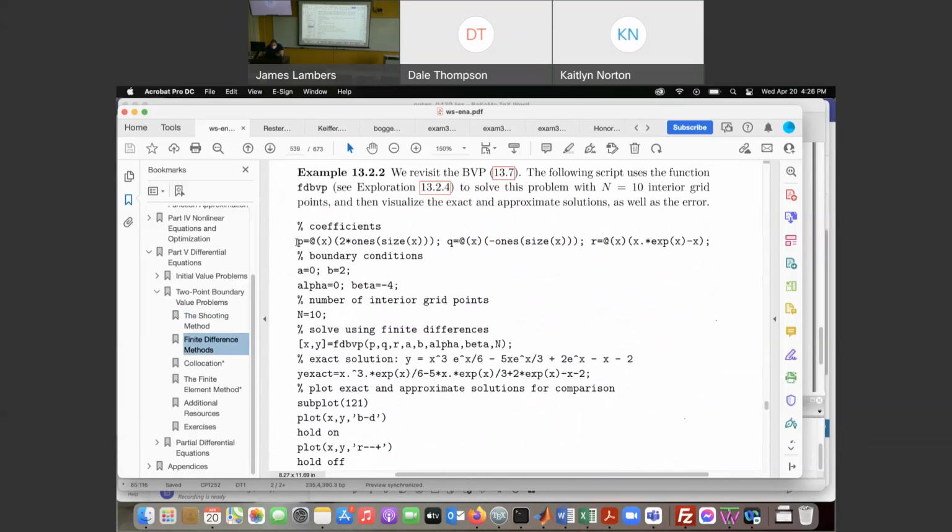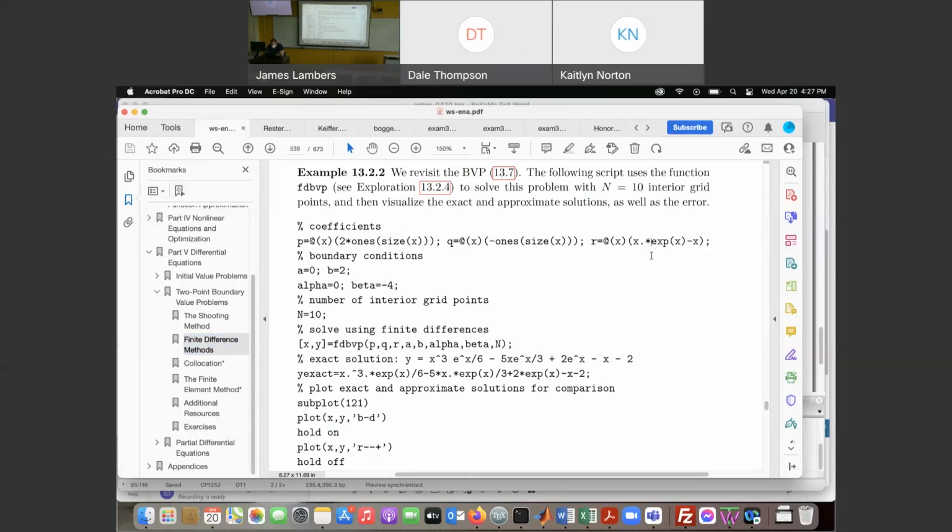First I have to define these function handles for the coefficients. So here p is the coefficient of y prime, q is the coefficient of y, which is just equal to minus 1. So here we have constant coefficients in this case. But we want them to be vectors that have the same size as x. That's why I define it this way. Then the right-hand side function is x e to the x minus x. Note the dot star here, because I have to assume that x could possibly be a vector.